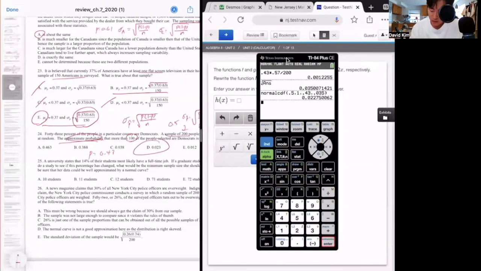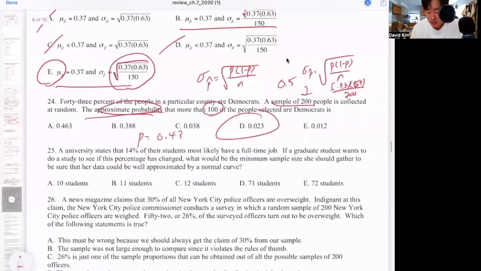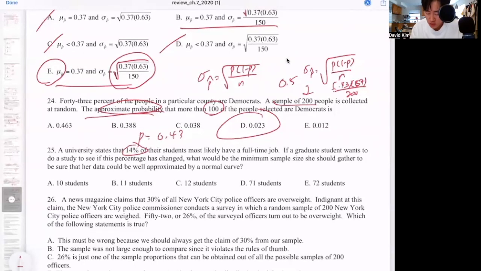Number 25, we have a university that states that 14% of their students are most likely to have a full-time job. So what is the minimum sample size in order for you to get a normal distribution, or you can approximate the distribution by a normal curve? That is just this, guys. n times 1 minus p is greater than or equal to 10, and n times p is greater than or equal to 10. So you just want to check for that.